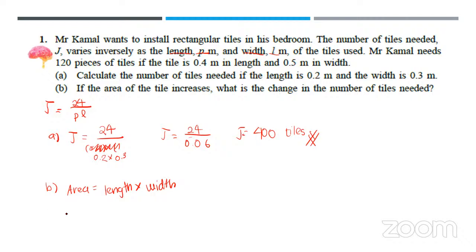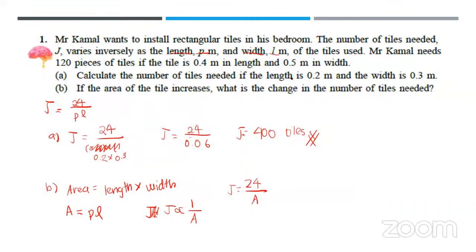So we can denote this mathematically as A is equal to P multiplied by L, because P is length and L is width. So now we can just sub this back into the original equation. But first, let's see what happens. J varies inversely to A. So you can just sub this back into the original equation and you'll get J is equal to 24 divided by A, because A is equal to PL. Okay, so you're just subbing this back into here.